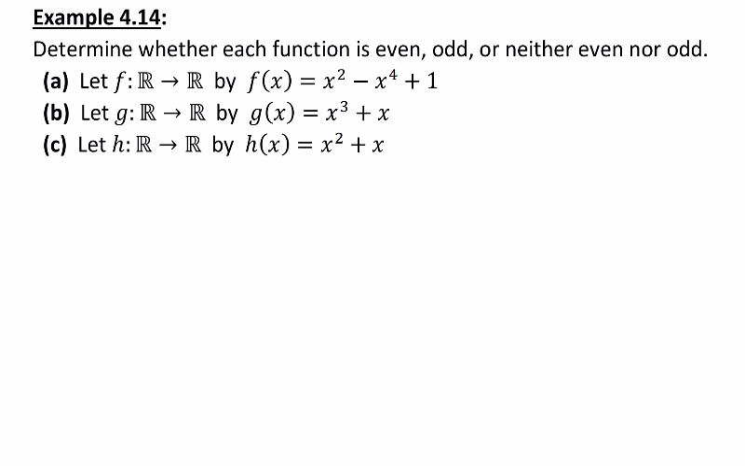In example 4.14, we're going to be looking at an algebraic approach to being able to prove that a function is either even, odd, or we can also prove that it's neither even nor odd. Now, from a geometric standpoint, the definition for even and odd tells us a little bit about what we might see from the graph. So if a function is even, then we know that it is supposed to show y-axis symmetry. If a function is odd, then we know that it's going to show origin symmetry.